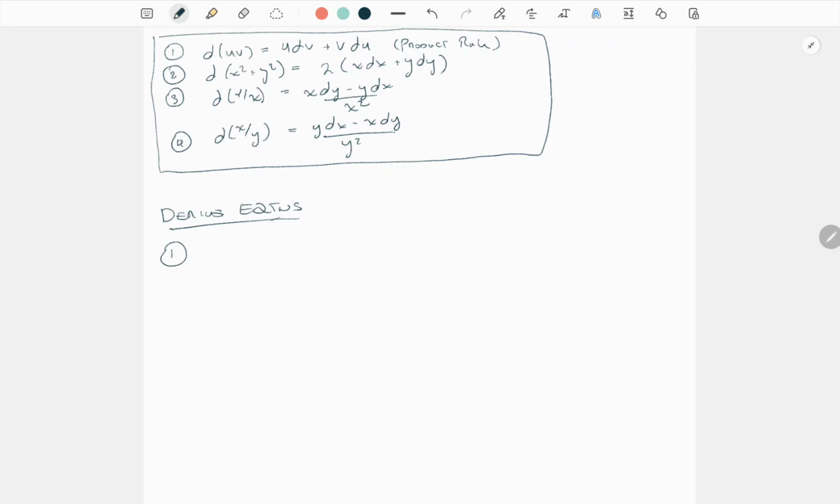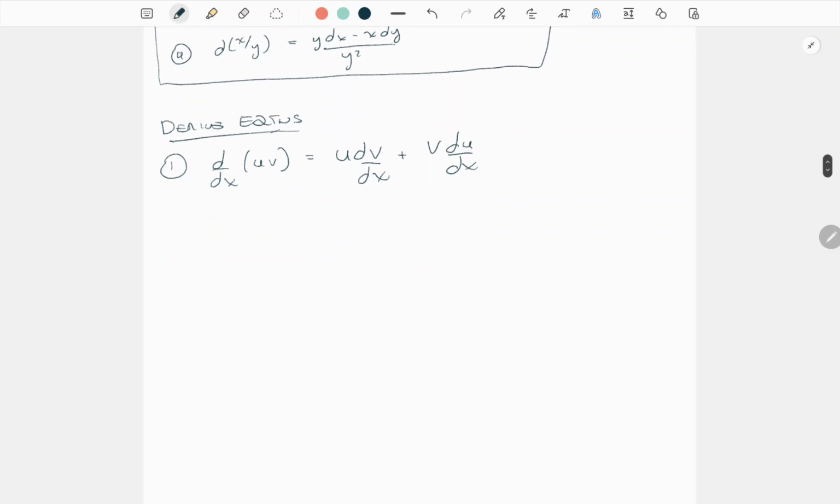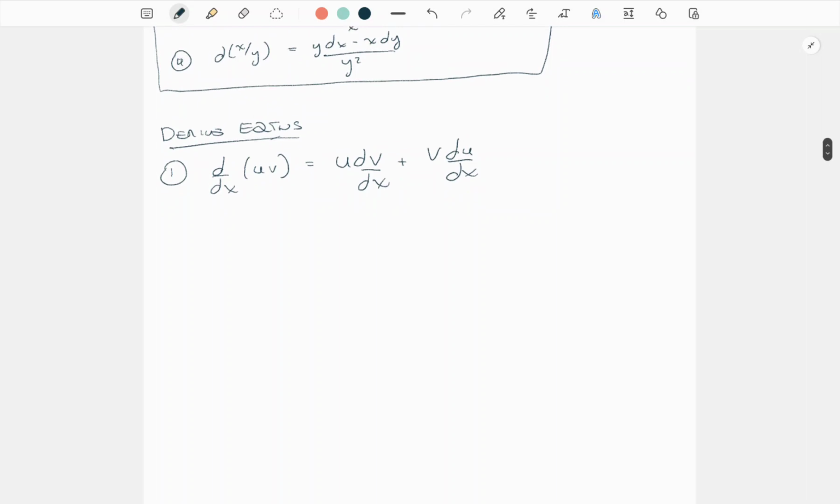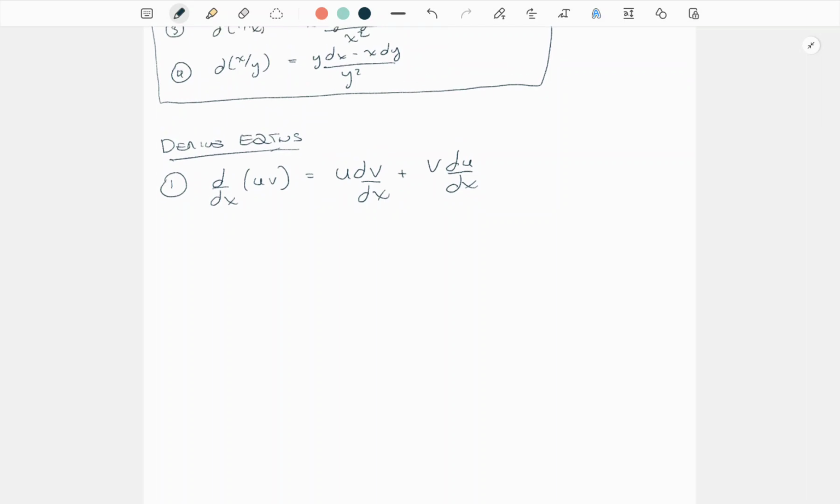If you remember the product rule, it's d by dx of uv, it's u dv by dx plus v du by dx. And basically all you're doing here to get equation number 1 is multiplying both sides of this equation by dx. So if I do that, I have d of uv is u dv plus v du. So that's a pretty simple derivation.